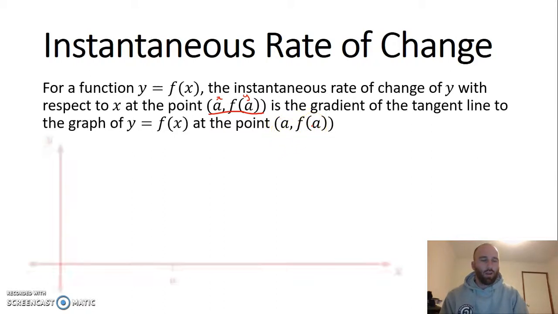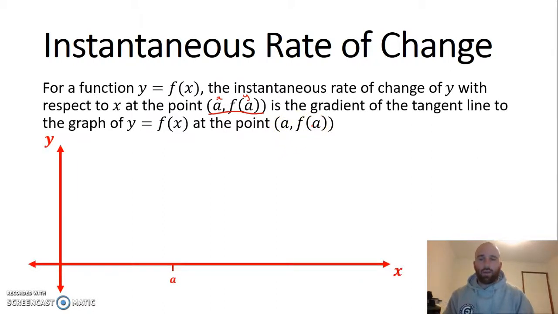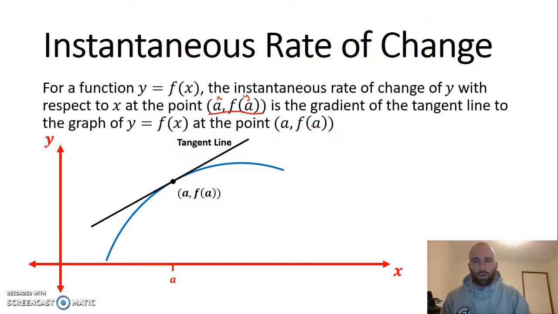Okay, so if we have our graph, y and x, we have our function, whatever it is, and we've got a location at (a, f(a)). The instantaneous rate of change at that exact point is a tangent line, and a tangent line is a line that only touches that curve once. As far as you zoom in, it doesn't touch it any further.